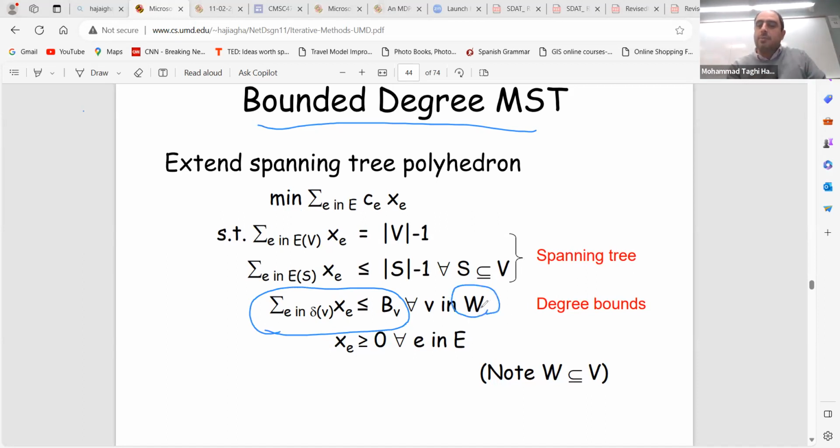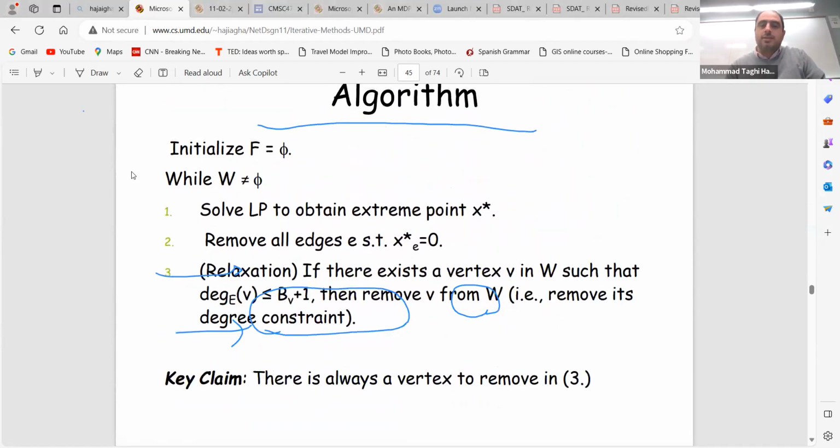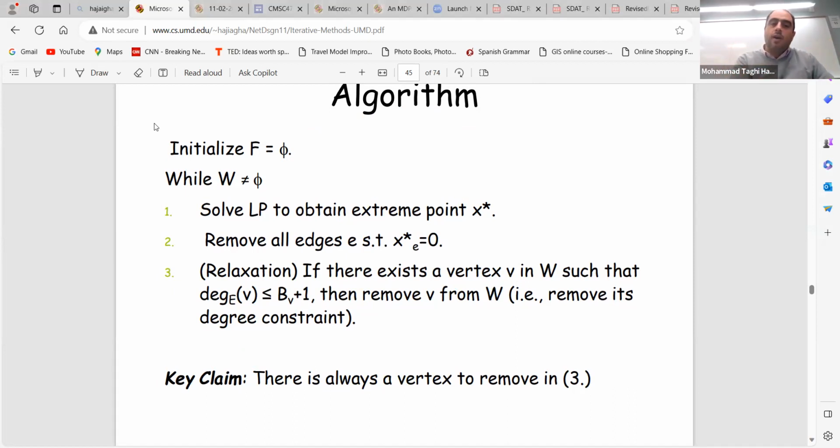And here, some of them are called degree bounds. Some of them are called essentially spanning tree bounds. Now I have two sets of constraints that can be tight. Some of these or some of these. So this is the algorithm that I'm doing. I will essentially say initialize f equal to 0. Essentially, these are the set of constraints that I have. While W is not empty, what is this W? W is a set of constraints which are essentially the degree bound constraints that I have. I will solve the LP to obtain extreme points x star. I will remove all edges of x equal to 0.